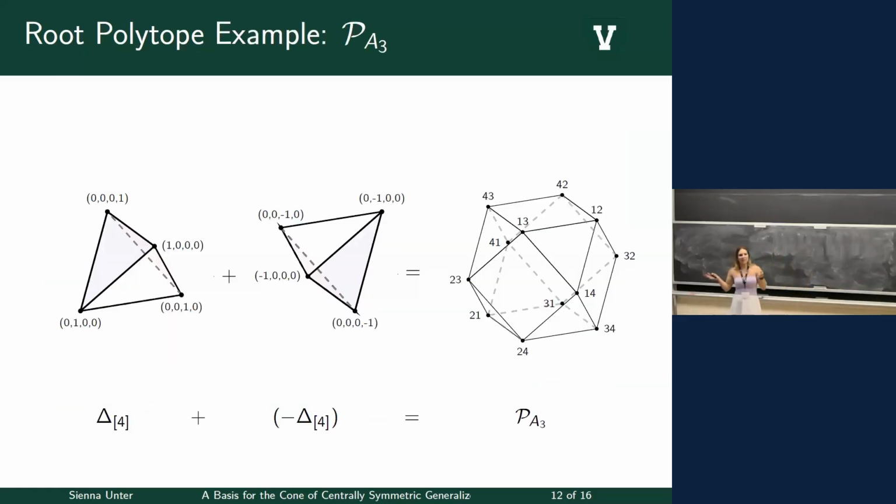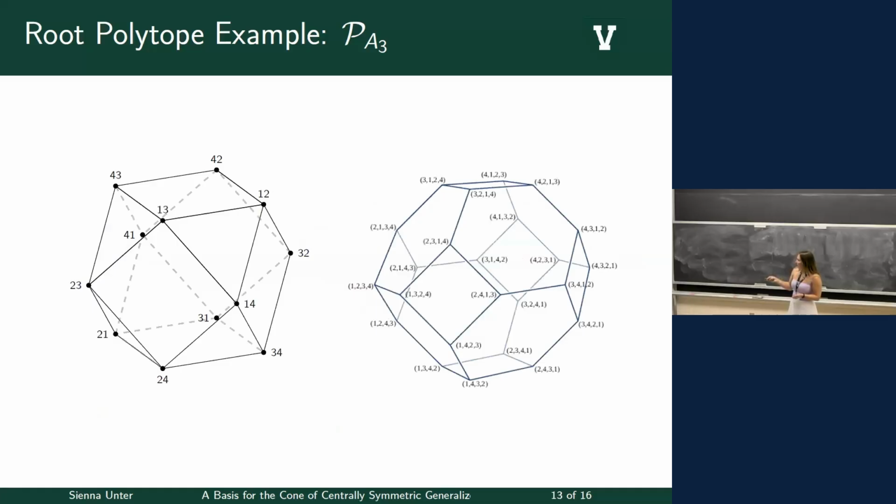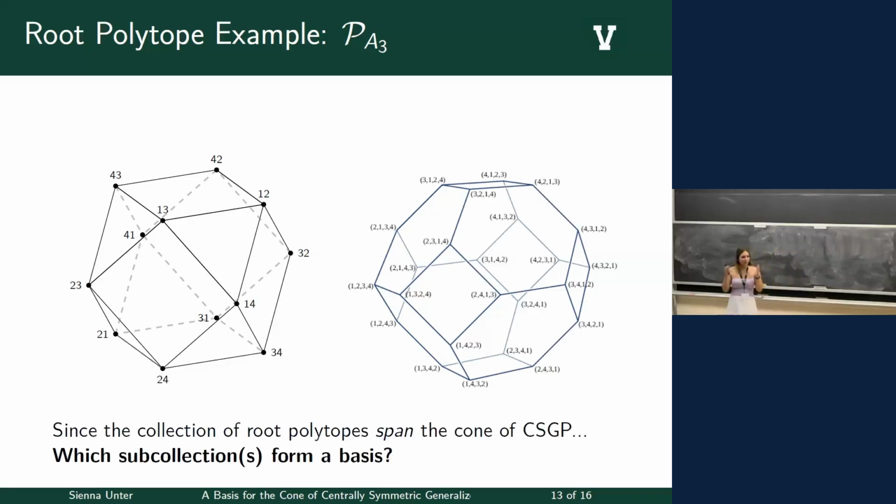Here's a nice example. If I take the tetrahedron and add it to its negative, I get the root polytope, as some people call it, for the lattice A3. What's really cool about it is you can actually see here the three-dimensional permutahedron. If I take all the square faces and squish them in, I obtain exactly this thing on the left. So it's a clear deformation, depending on how good your geometry is, but you can visualize it. So we have that the root polytopes span this space.